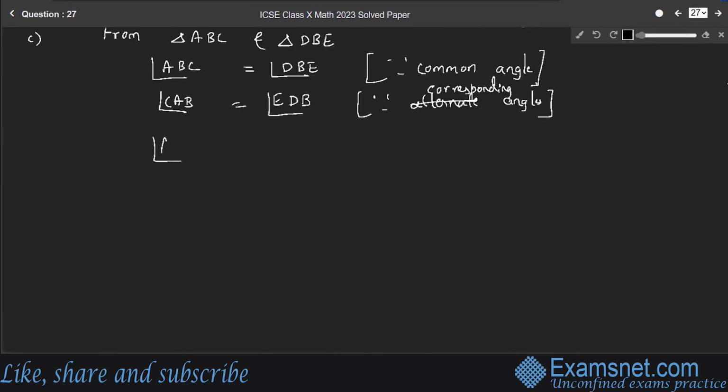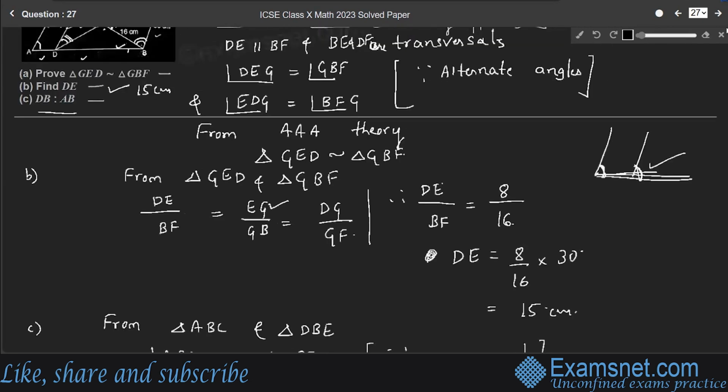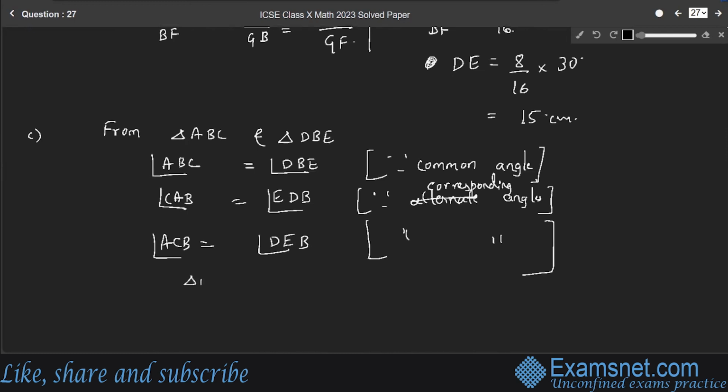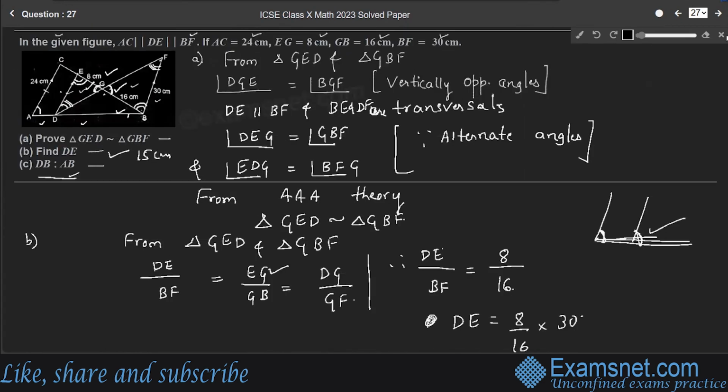ACB is equal to DEB. Same reason, corresponding angles. Therefore, we can say two triangles are similar. Here we need the ratio of DB and AB. Therefore, we have to prove triangle ABC is similar to triangle DBE. Now, if two triangles are similar, the ratio of their sides are also the same. So we need DB by AB.